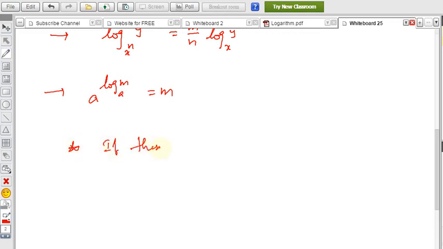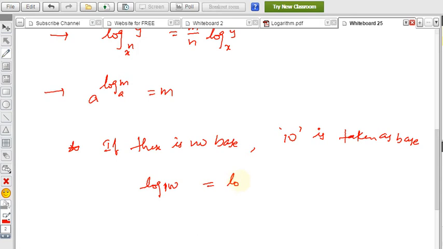If there is no base, then 10 is taken as base. So if they said log 100, that means log 100 to the base 10. If it is not mentioned, you can take 10 as the base. Fine.